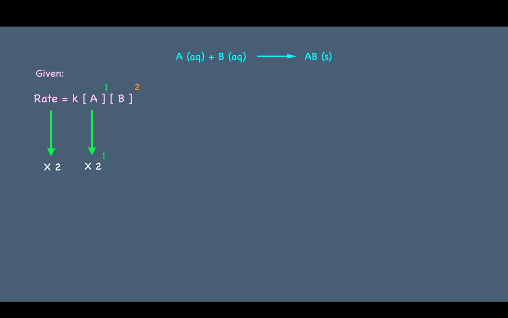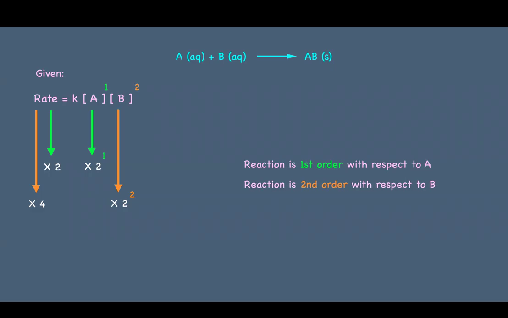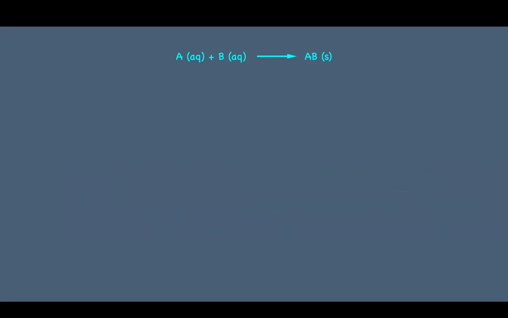Let's say we do the same thing for B. Now we're doubling B. But since B is to the power of 2, you have to take 2 to the power of 2 as well. So the rate will be 4 times more. Basically, B is way more effective than A because it has an order of 2. When you double B, it's more effective than when you double A. So in this case, we can say the reaction is first order with respect to A, second order with respect to B, and the overall order of the reaction would be 1 plus 2, which is 3, or a third order reaction.